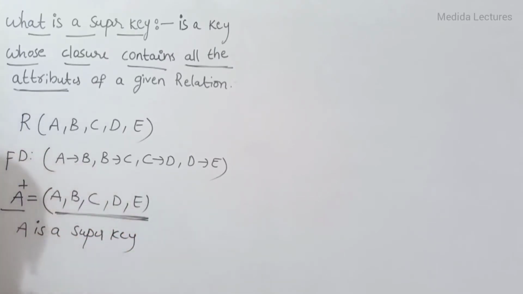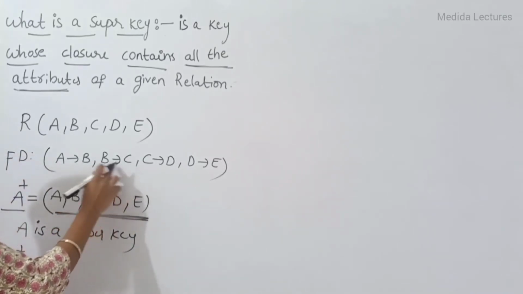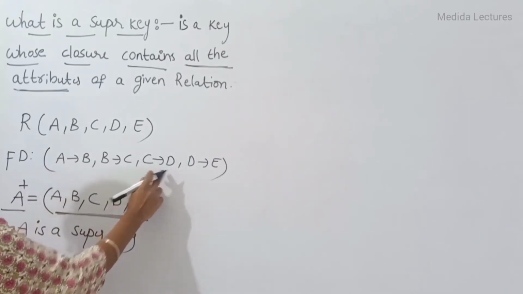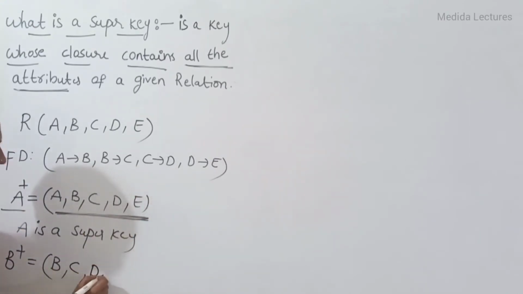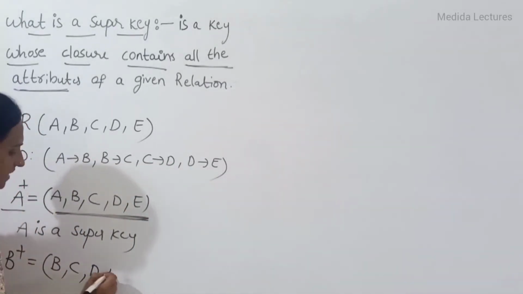Now find out whether B closure is a super key or not. B closure itself determines B, because of the reflexive rule: an attribute itself determines that attribute. B determines C is a functional dependency; if you have B, then you can determine C. C determines D; if you have C, then you can determine D. D determines E; if you have D, then you can determine E.